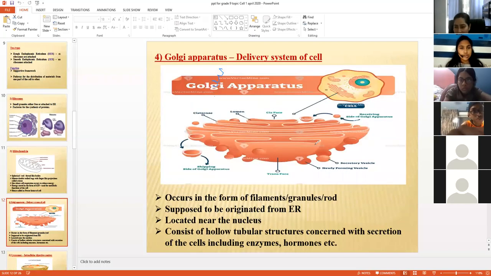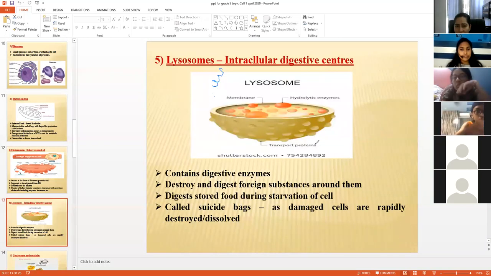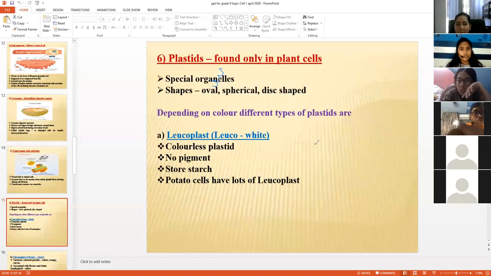Ma'am, I have a doubt. Yes. Ma'am, what does leukoplast do? Leukoplasts, they are a form of plastids. I'm going to tell this, but right now I'm solving the doubts about the other organelles.